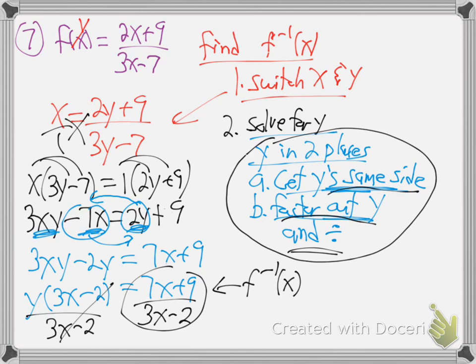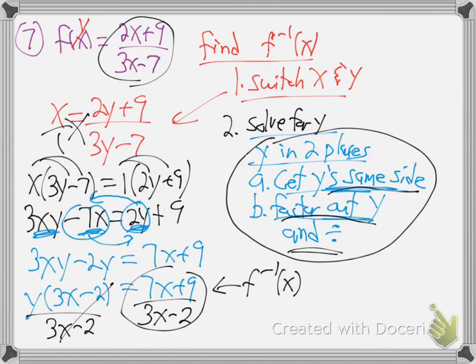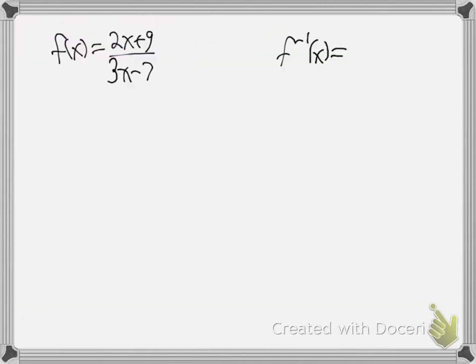Now they want me to do the domain and the range thing. Last thing on this quiz. So let's go. The original function is up here, 2x plus 9 over 3x minus 7. Then over here, the inverse function, which is 7x plus 9 over 3x minus 2. And they want the domain and the range stuff.